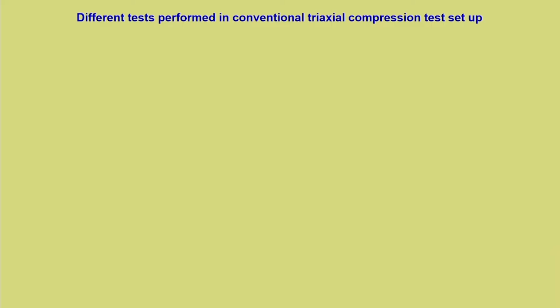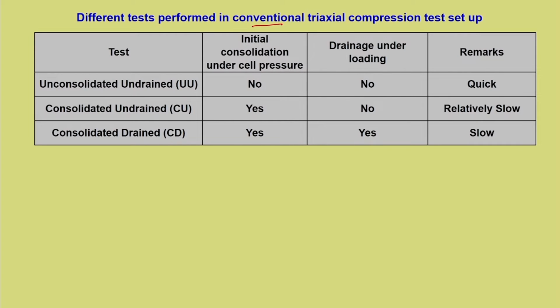Now, what are the different tests performed in conventional triaxial compression test setup? Now, why I am using this term conventional means I am talking about the basic triaxial test equipment. Nowadays, there are different variants of triaxial testing possible. You have cyclic triaxial testing, you have unsaturated soil triaxial testing, there are stress path triaxial testing. So, there are different provisions which got added up for specific situations, but I am talking about the very basic triaxial compression test.